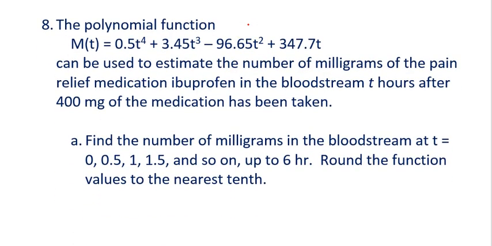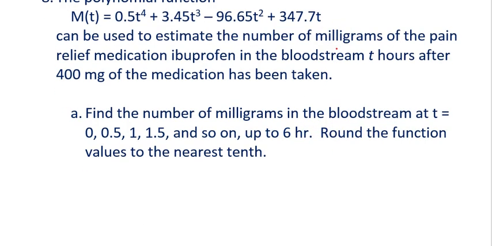And we move on to our applications, our word problems. Our first one, we are given a polynomial function that can be used to estimate the number of milligrams of the pain relief medicine ibuprofen in the bloodstream T hours after 400 milligrams of the medication has been given. Find the number of milligrams in the bloodstream at time 0, time 0.5, time 1, time 1.5, and so on up to 6 hours. Round the function values to the nearest tenth.